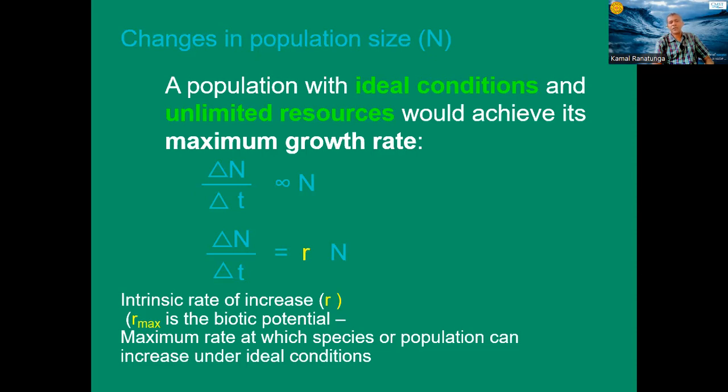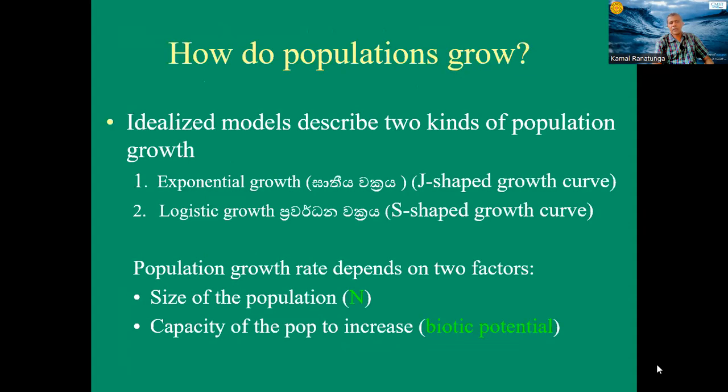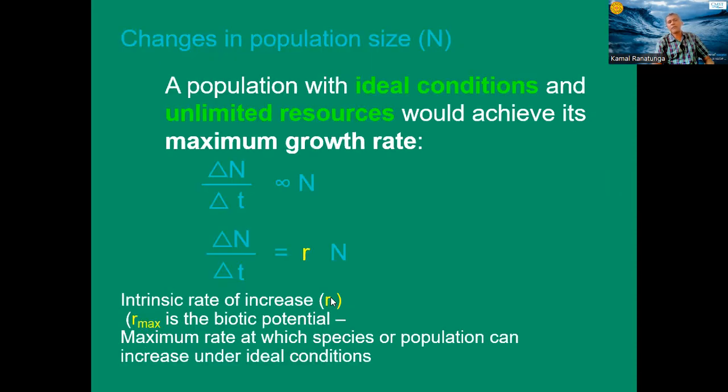tendency for that particular population to increase. Something similar to what I mentioned before, the capacity for the population to increase. The maximum capacity for that population to grow is called R max, and that is actually called the biotic potential, right? That is the maximum capacity that a population can grow, and that term we call the biotic potential.